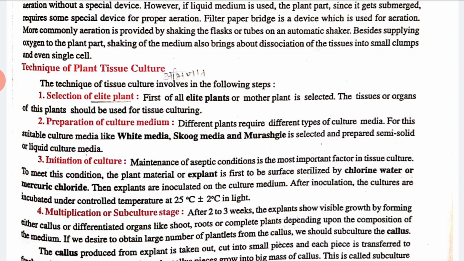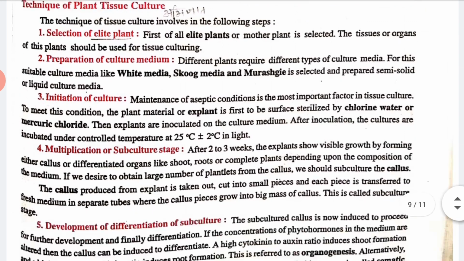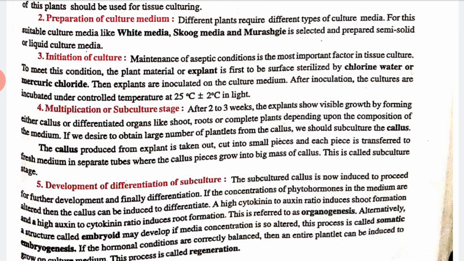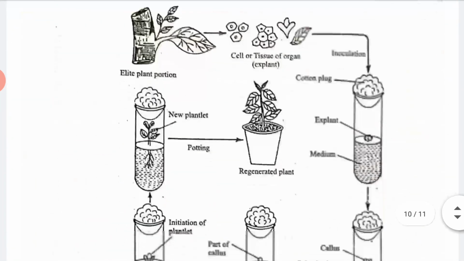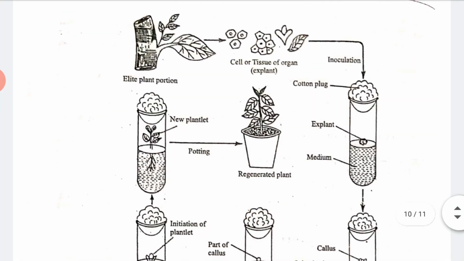Next is the initiation of the culture, where according to the light and the temperature we will put the culture. Then come the multiplication or subculture stages, where we take whatever time is required, for 2 weeks, 3 weeks, whatever the time is. Next is the development and differentiation of the subculture, meaning how it gets developed. I'll show you, this is a good example representing the stages of plant tissue culture.